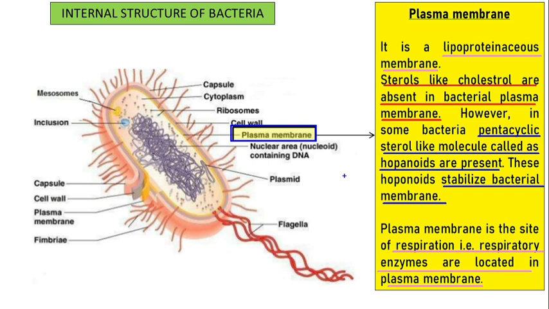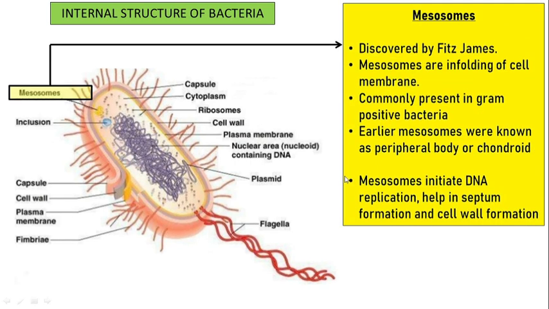Okay, now the next layer is the mesosome. Actually, mesosomes are part of the plasma membrane only. This is basically an enfolding in the plasma membrane. So mesosomes are enfoldings of the cell membrane. These were discovered by Fritz James, and they are commonly present in gram-positive bacteria.